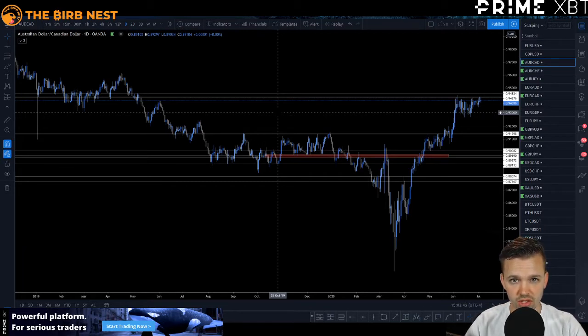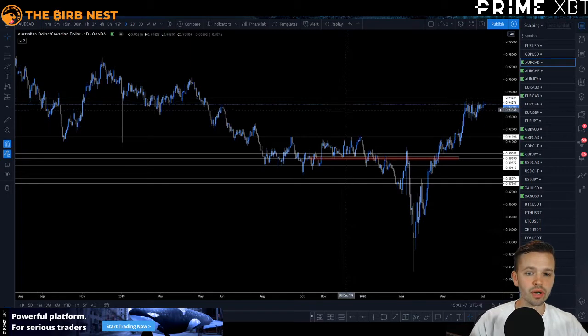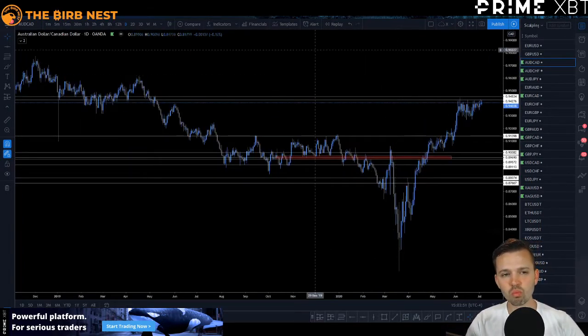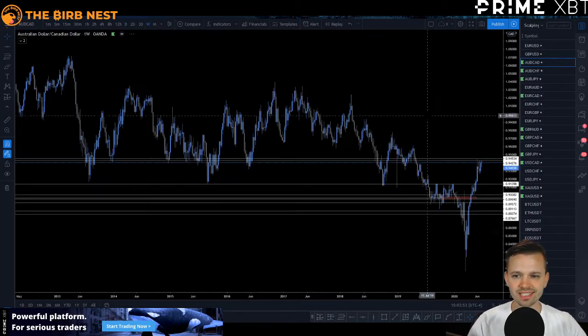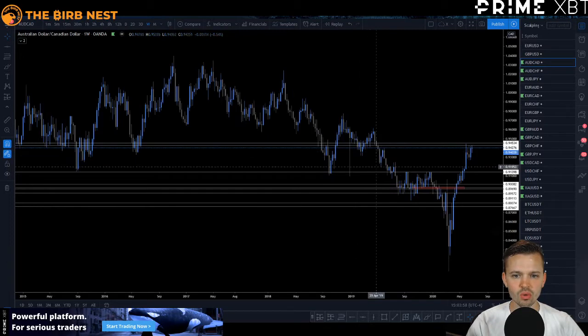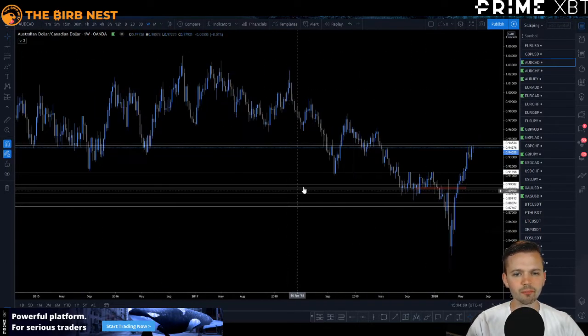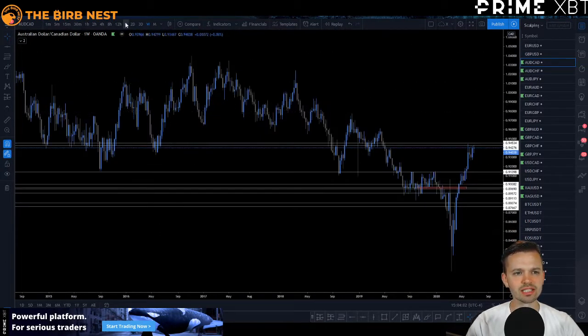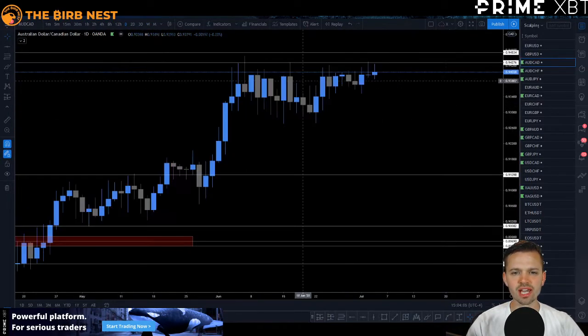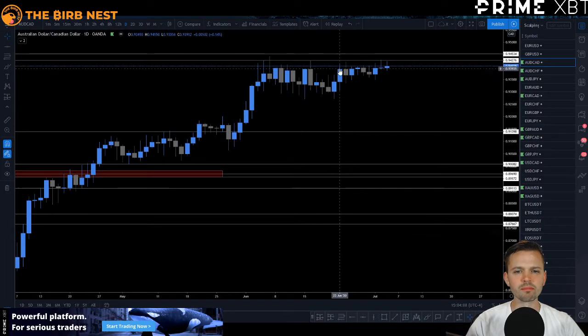All right, so Australian dollar versus the Canadian dollar. One interesting area I'm watching here, look at the weekly. We got a weekly level here. I'm liking this level, right? It's not really as clear on the weekly as it is on the lower time frame. So looking at the daily here, I'm watching the area above here, right?